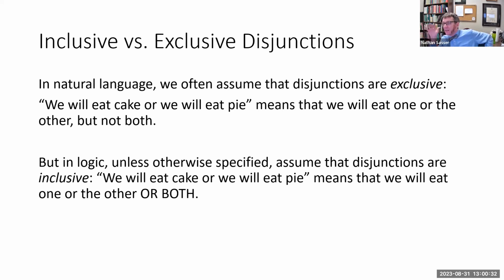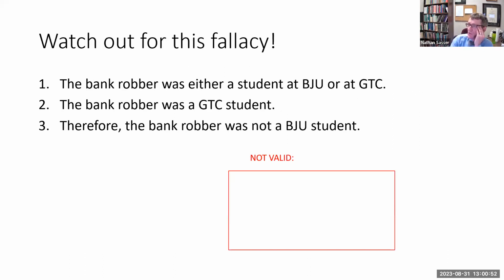But actually in logic, unless it's otherwise specified, you should probably assume that disjunctions are inclusive. So if I say you can have cake or you can have pie, you could have both. They could both be true options. This is the key to the fallacy. So here's the fallacy. Premise 1, the bank robber was either a student at BJU or at Greenville Tech. Well, the bank robber was a Greenville Tech student. Therefore, the bank robber must not have been a BJU student. Now, this is a fallacy. You know why?